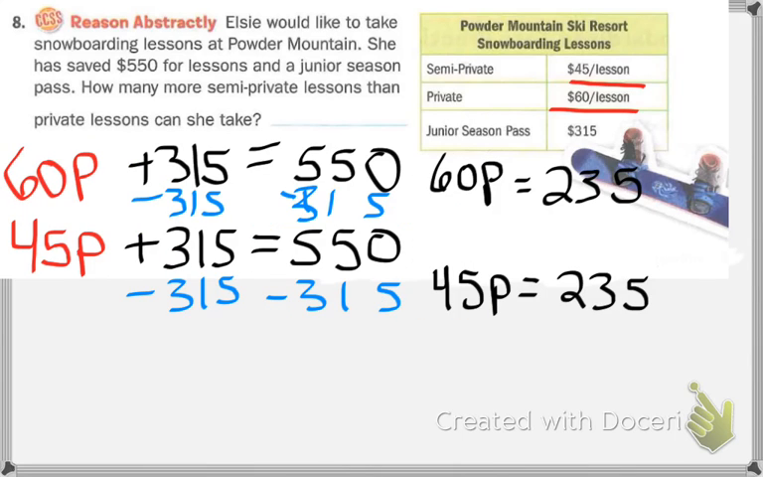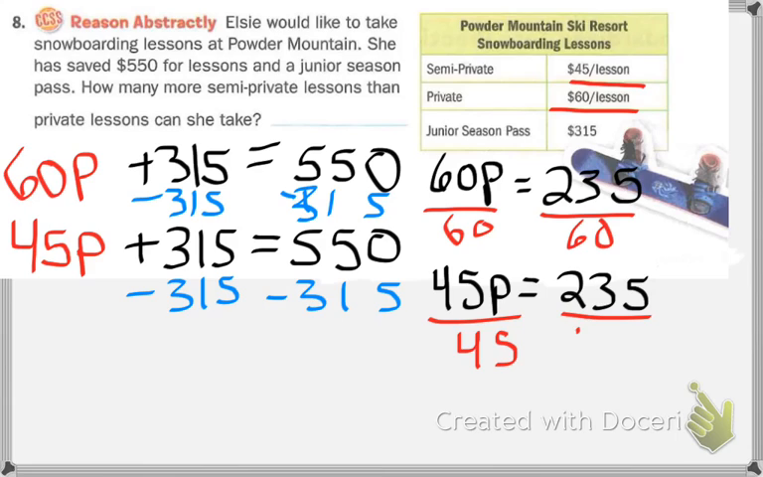So now, for the first one, do the 235 divided by 60, and that'll tell you how many private lessons she could afford if she chose all private lessons. And then for the next one, divide both sides by 45, and that'll tell you how much she can afford if she's doing semi-private lessons.